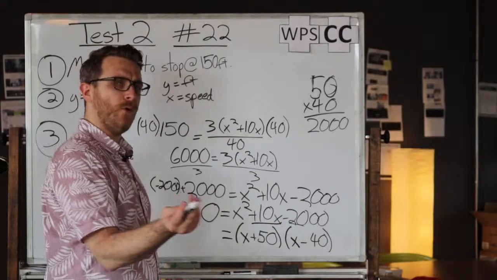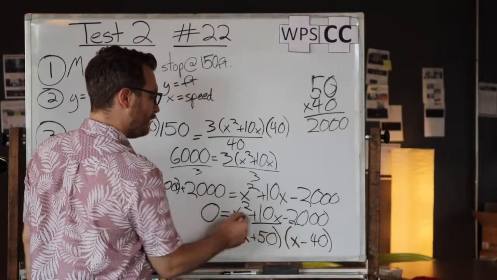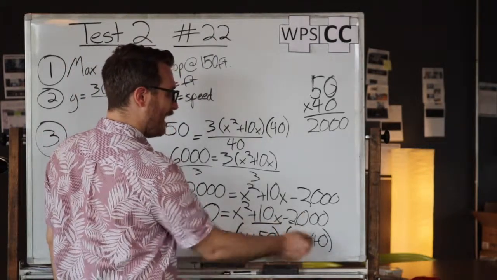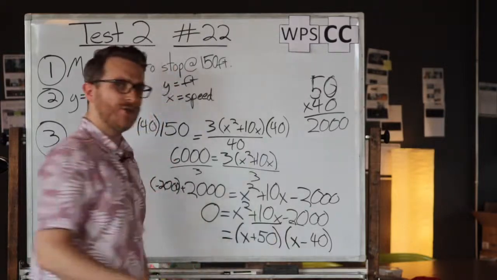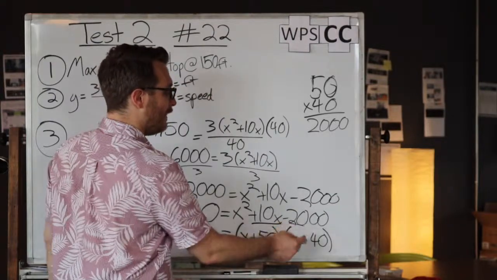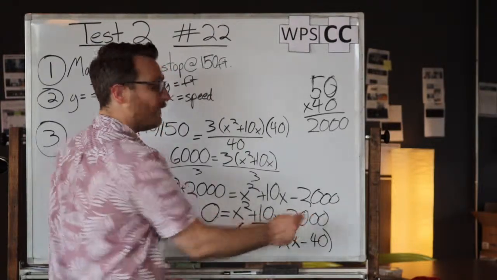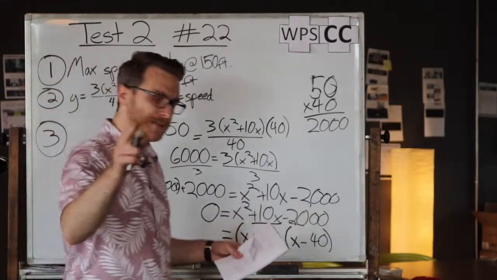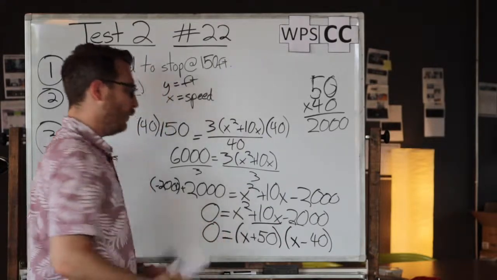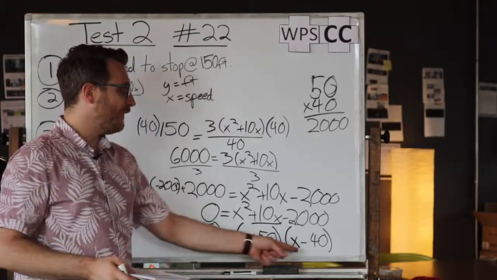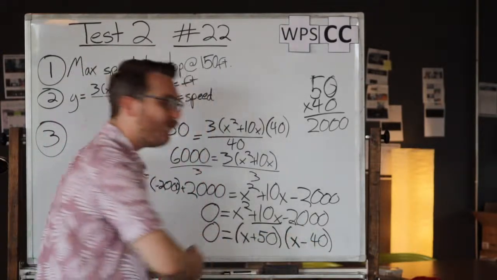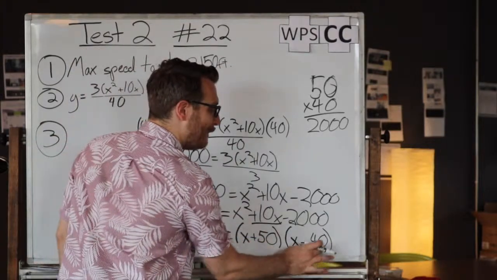So let's just backwards FOIL it right now. First, x times x, x squared. That works. Outside, x times negative 40, that'd be negative 40x. Inside, 50x. So negative 40x plus 50x, we got 10x. And positive 50 times negative 40 is negative 2,000. Awesome. Now, what we want to do is find what correct value of x equals 0. These two give us different options, don't they? Because if either of these equals 0, the whole thing equals 0. Because look, this term is multiplied by that one.